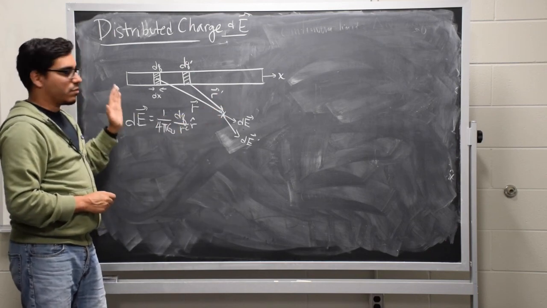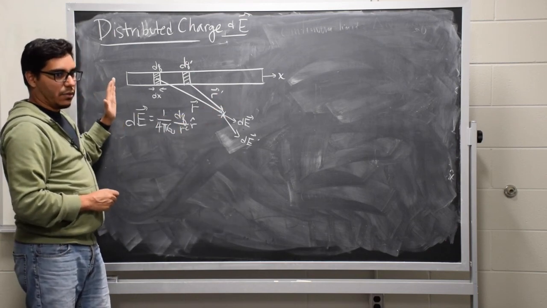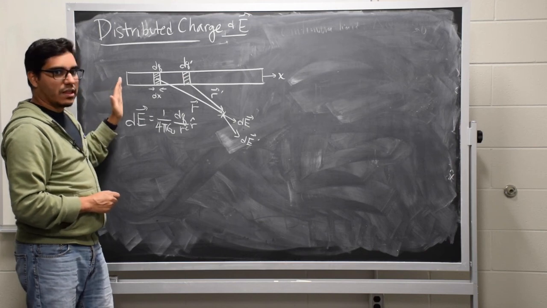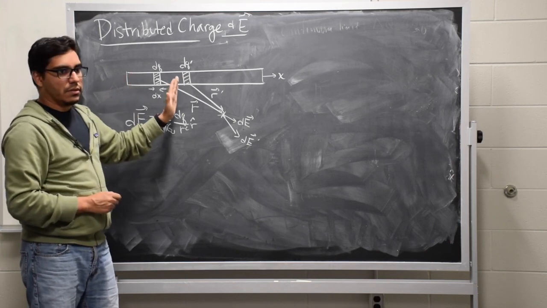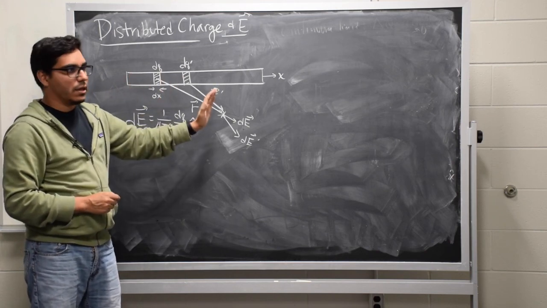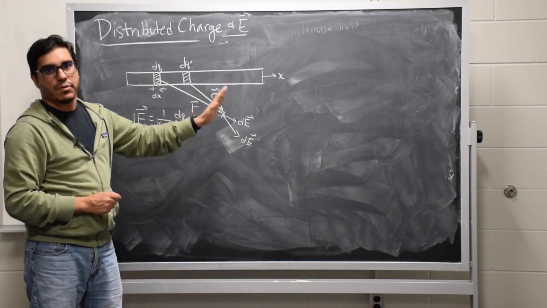So we're going to go through this example in detail to talk about exactly how we set this up, exactly how we think about dq, and exactly how we calculate it for a given location where it's somewhat easier to calculate.